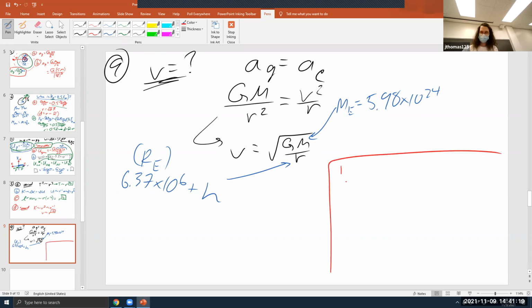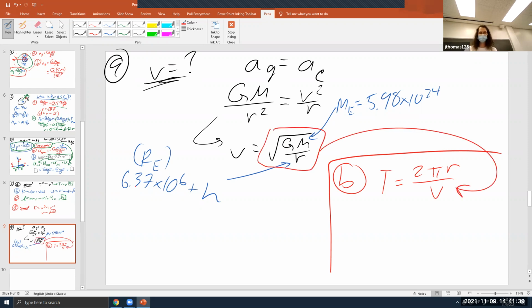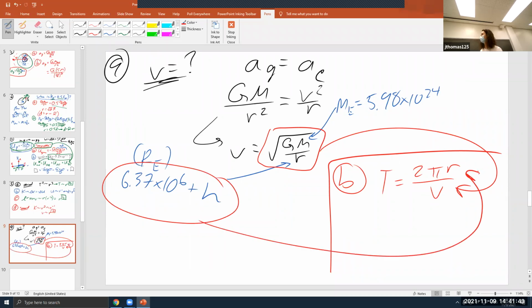Part B is just going to ask for the period. Period is 2 pi r over v. That's our very first definition of period, way back at the beginning. And you'll just plug in your v. You can simplify if you want to, or you can just plug in the value that you get here and plug in this R again on top there.